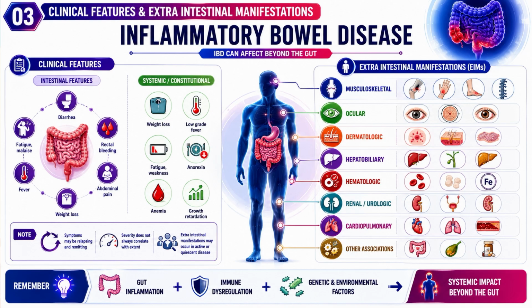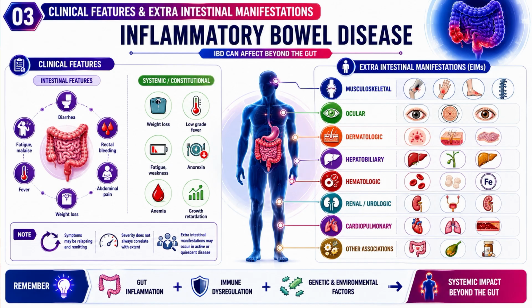Now let's discuss the clinical features. The common intestinal symptoms include diarrhea, rectal bleeding, abdominal pain, weight loss, fatigue, malaise, and fever. Systemic or constitutional symptoms include weight loss, low grade fever, fatigue, weakness, anorexia, anemia, growth retardation. One important point to remember is that symptoms may be relapsing and remitting. Also, severity does not always correlate with the disease extent.